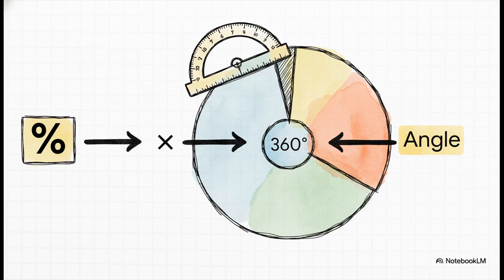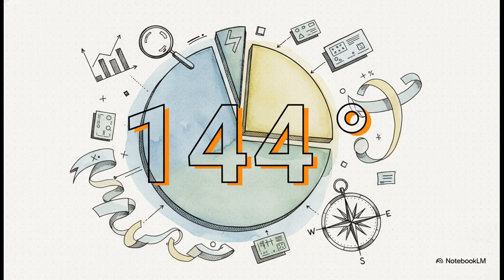So how does the magic happen? Well, a pie chart basically translates our relative frequency, that percentage we found, into an angle. A full circle has 360 degrees, right? So you just multiply your category's relative frequency by 360 to figure out how big its slice of the pie should be. Let's go back to our friend category A.